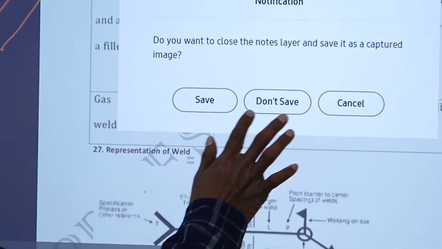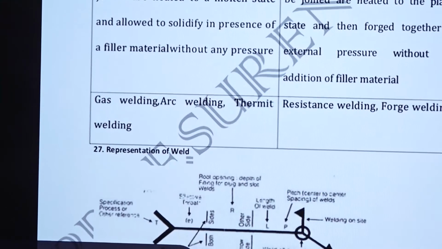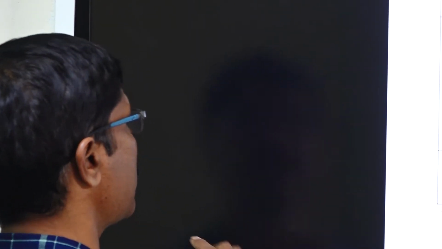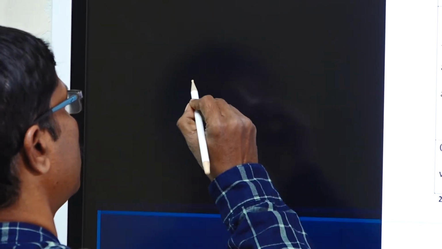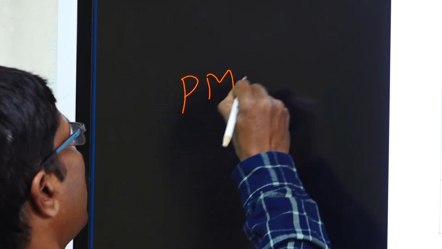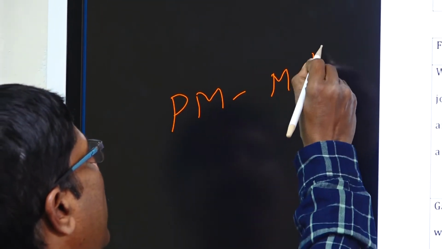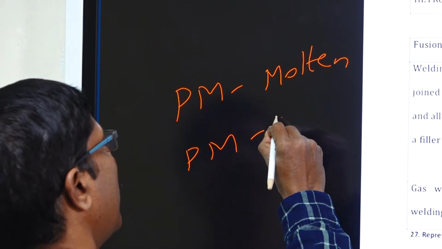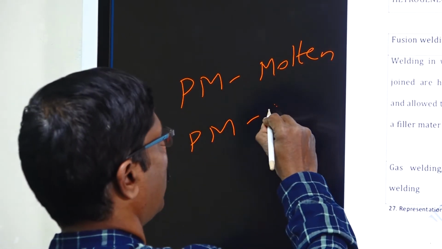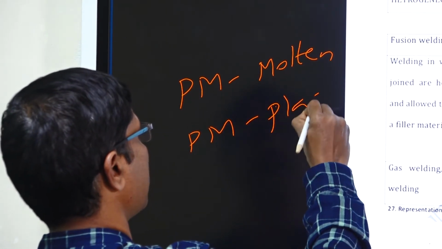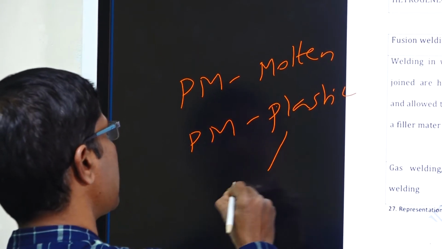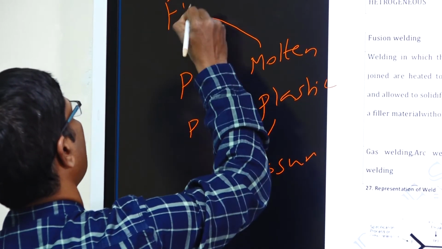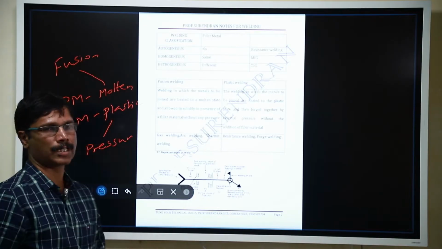So in fusion welding, what happens? The parent metal, while joining, should be in the molten state, whereas in pressure welding it is not in the molten state, it is in the plastic state. Okay, so plastic state means pressure welding, molten state means fusion welding. So it is a broad classification.